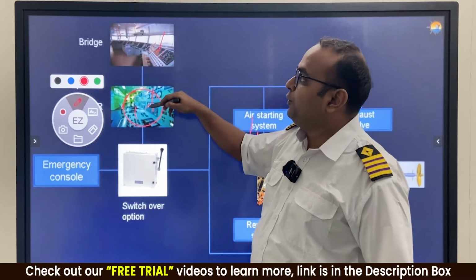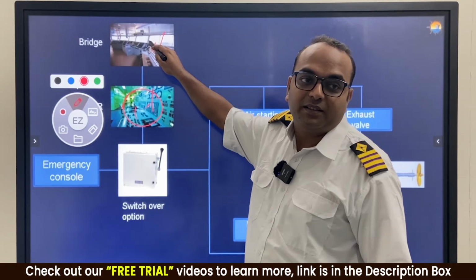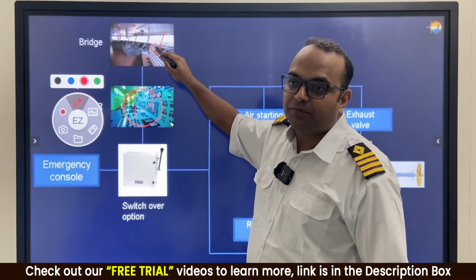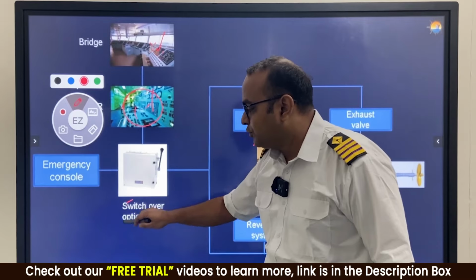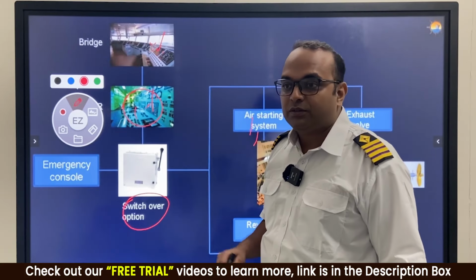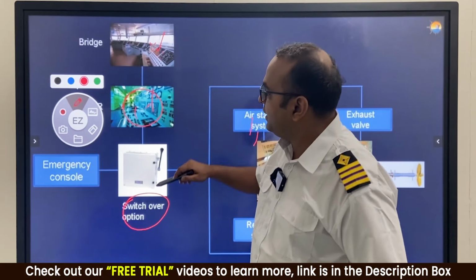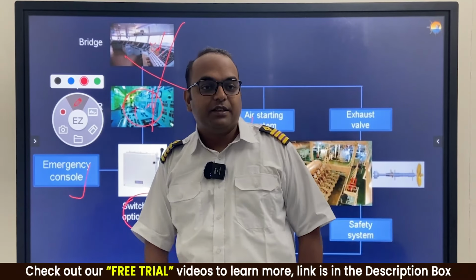Okay, sir. Command will be totally shifted over here. You can take back control, then from the bridge it cannot be started. So there is a fail-safe system. And then there's a separate switchover option which is near the emergency console. If you switch it over here, then all remote will be blocked, and only this will get activated, right?